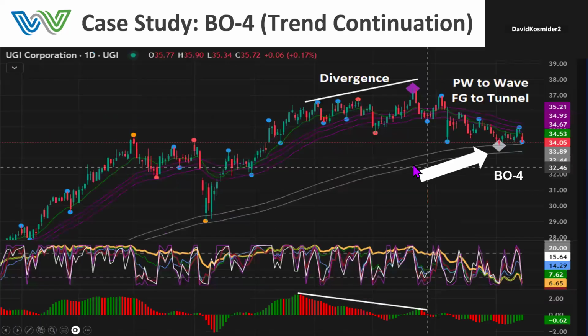Now let's complete the story. We start out with the PW fill the gap, and then what happens? We come down to the tunnel, and this is the ABC correction where price consolidates, retraces, and prepares for the next move. Once that ABC correction is complete, we look for the breakout 4 setup. And this is our breakout confirmation that the trend is resuming.